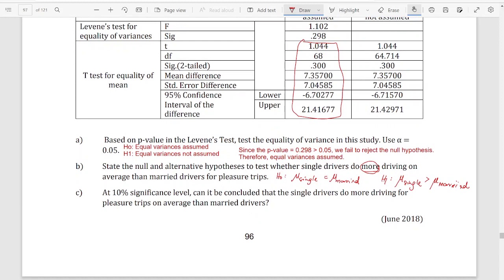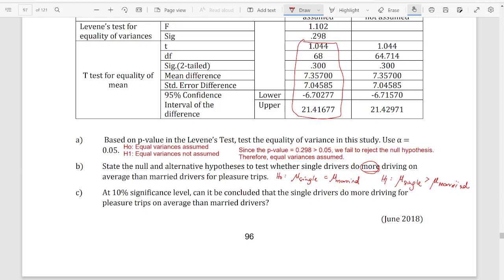Itu untuk yang kedua. So, yang ketiga dikatakan at 10% significant level, can it be concluded that the single drivers do more driving for pleasure trips on average than the merit drivers? Okay, so dia gunakan 10% level of significance. So, in this situation, right now, you have 10%. Okay, so our hypothesis is a one-tail.